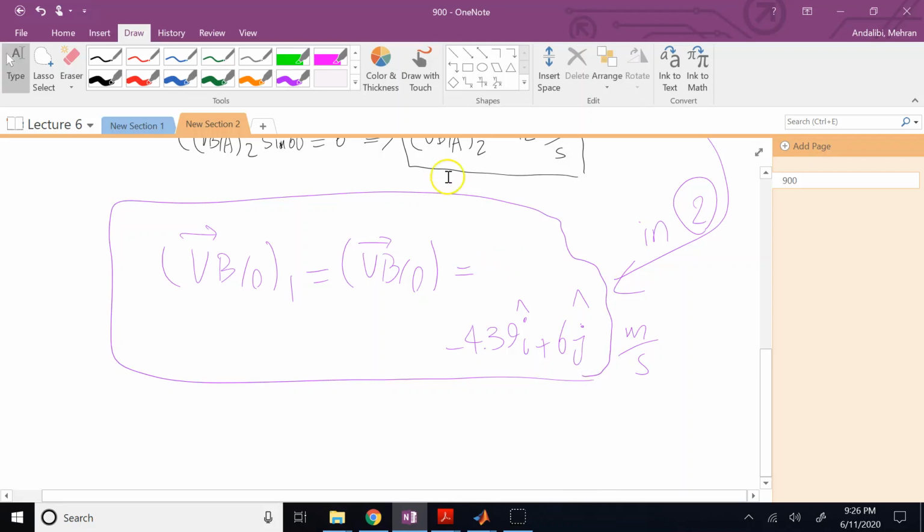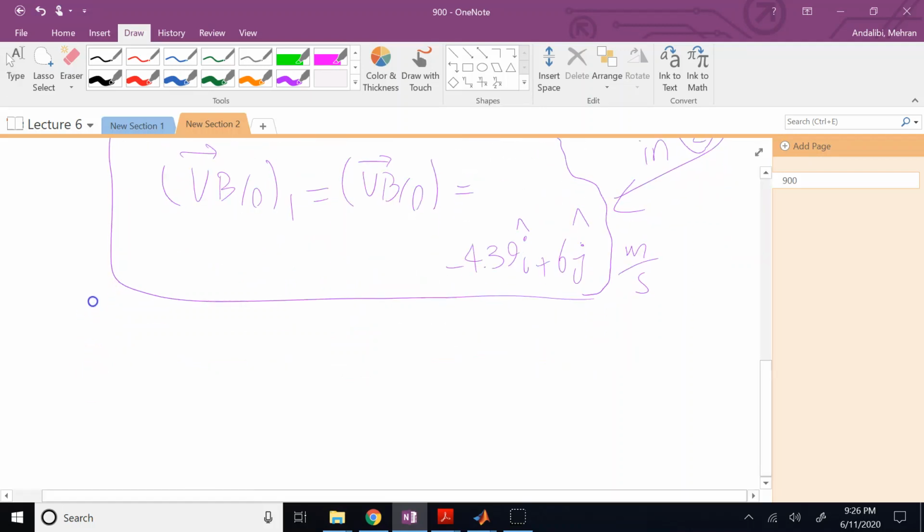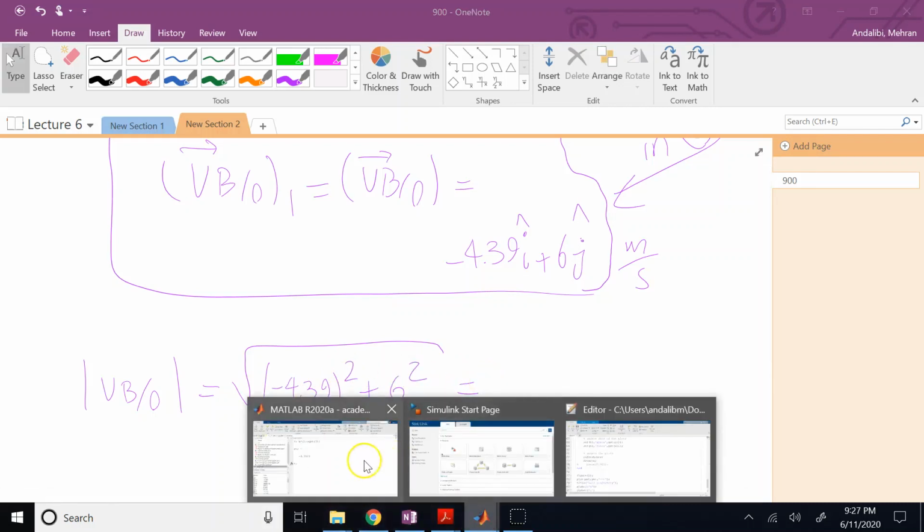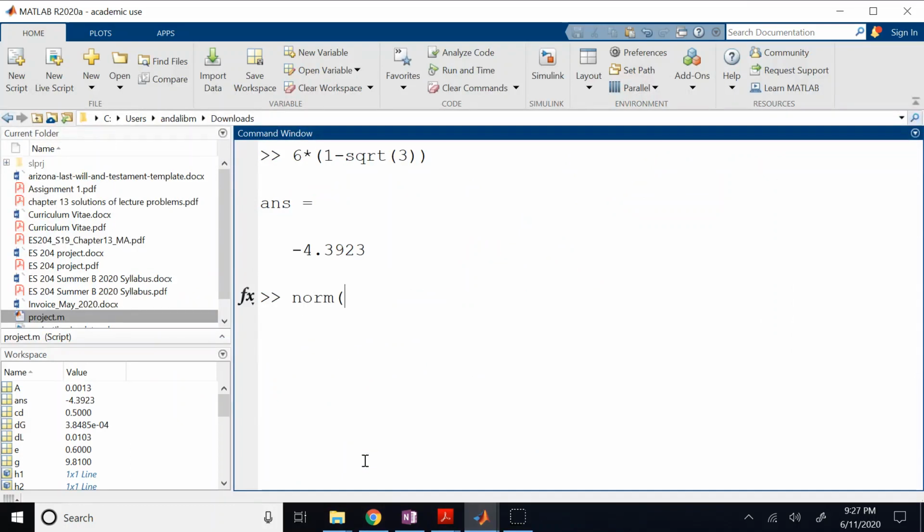Now, the problem didn't specify necessarily a vector. The problem says what is the magnitude of it and what is the direction of it. Clearly, the magnitude of this is the magnitude of this vector, which is going to be 7.43.